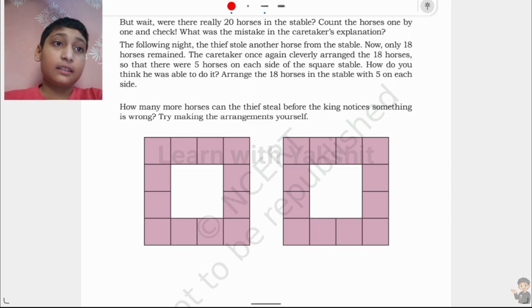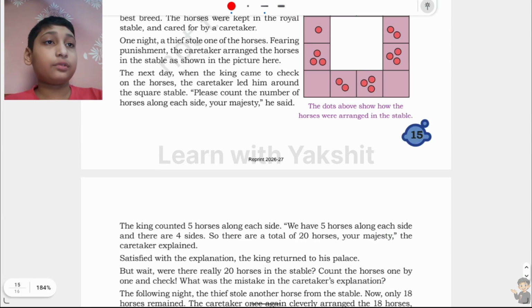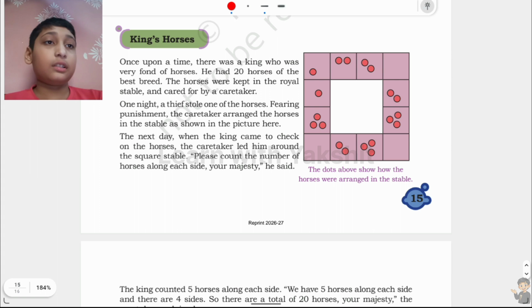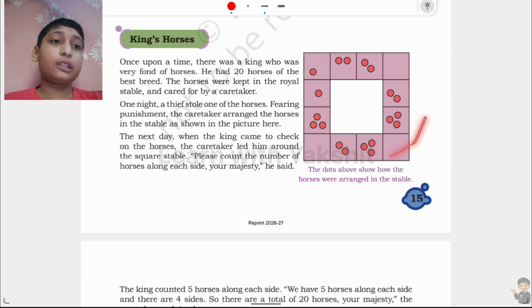Okay. Now, as we saw at the top, there were 20 horses. This is what the caretaker arranged. Let's count it. 1, 2, 3, 4, 5, 6, 7, 8, 9, 10, 11, 12, 13, 14, 15, 16, 17, 18, 19. There are only 19 horses. And somehow, 5, 5, 5, 5.